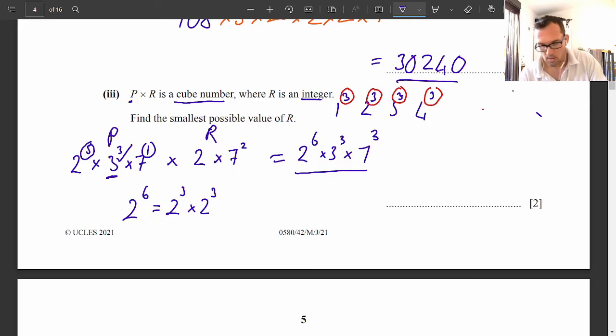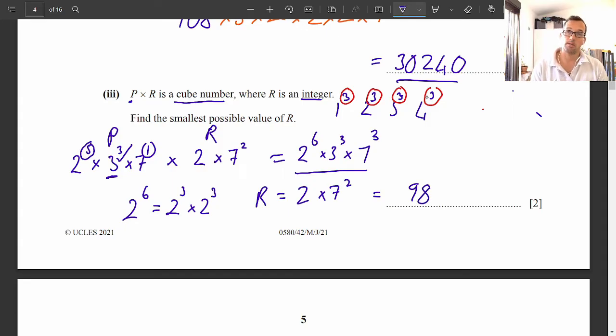That would make everything to the power of 3. So R should then be equal to 2 times 7 squared, which is an integer because 7 squared is 49. 49 times 2 is 98. 98 is a whole number, an integer. And that's it. You've done it.